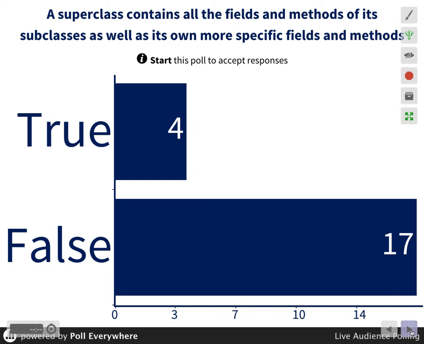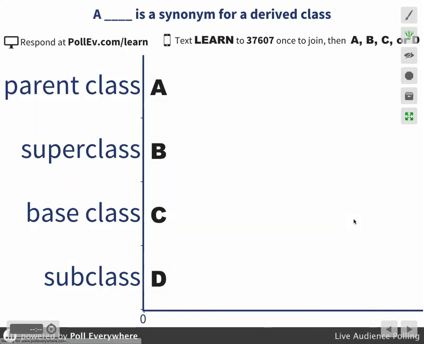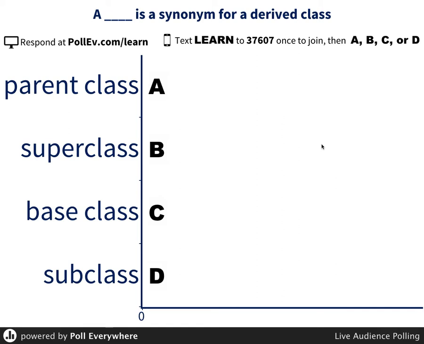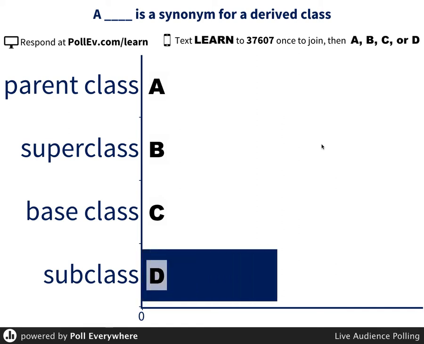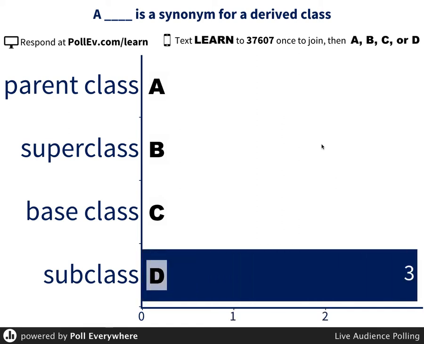I'm not sure if I have any more. I do. A blank is a synonym for a derived class. Now we're talking synonyms, not keywords. These are easy questions, but again, some of them it's part of the way you read the question sometimes.